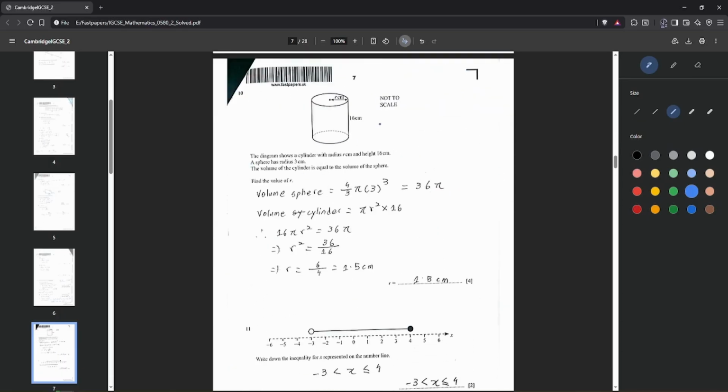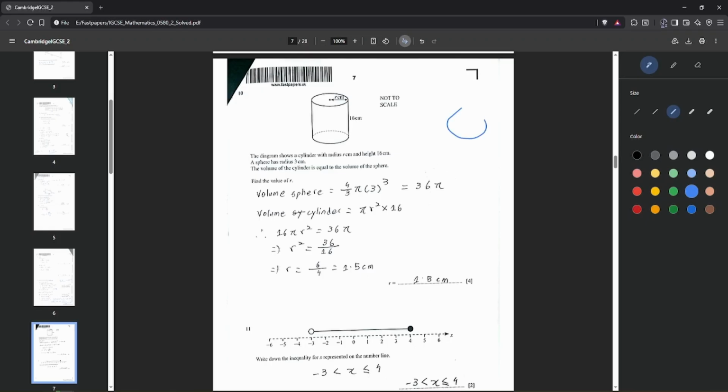Now the diagram shows a cylinder with radius r centimeter and height 16 centimeter. The sphere has a radius of 3 centimeter. The volume of the cylinder is equal to the volume of the sphere. Find the value of r. So we use the formula for the volume of a sphere, which is 4 by 3 pi r cubed. So if we evaluate this, we get 36 pi.